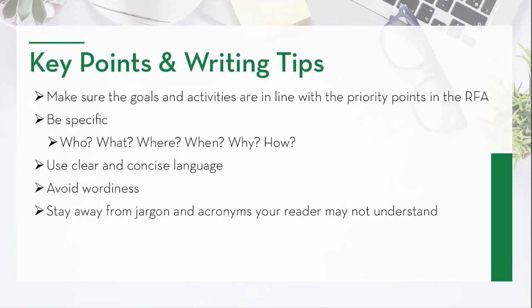Some key points in writing tips to remember when writing. Make sure the goals and activities are in line with the priority points in the RFA. Be specific with regards to who, what, where, when, why, and how. Use clear and concise language. Avoid wordiness and stay away from jargon and acronyms your reader may not understand.